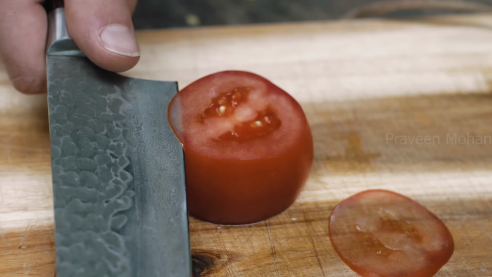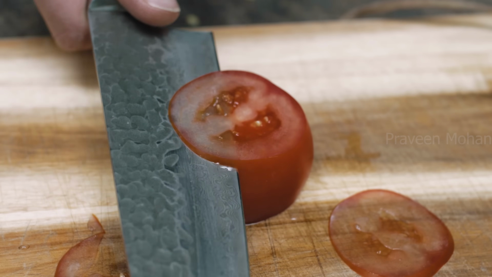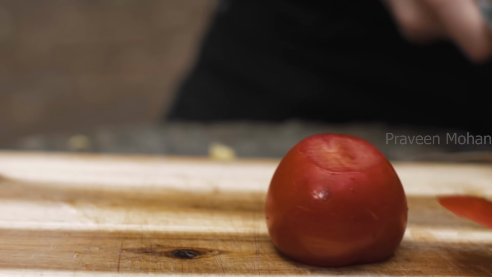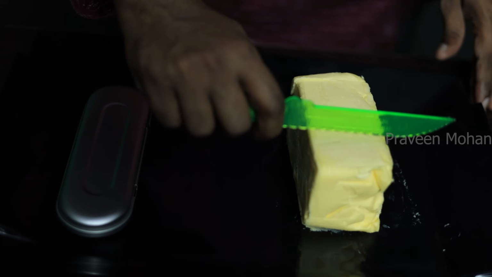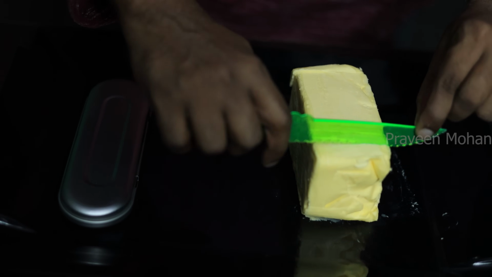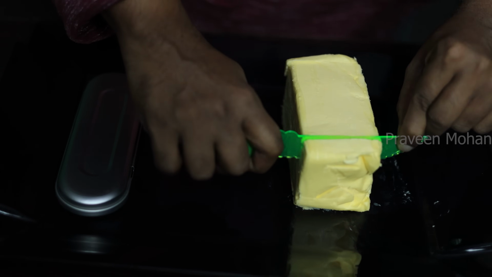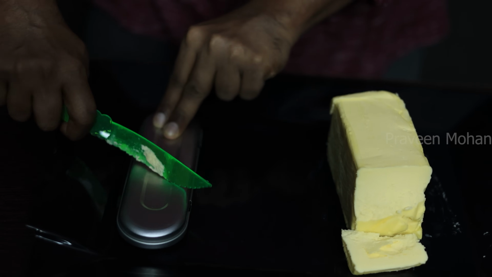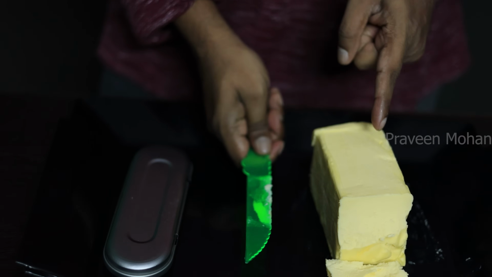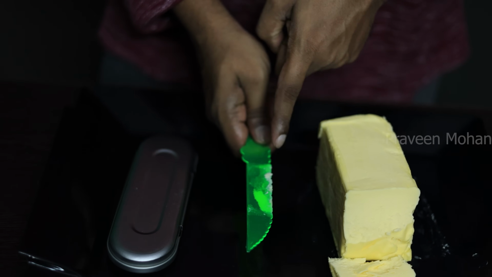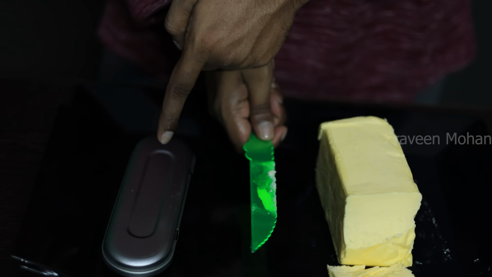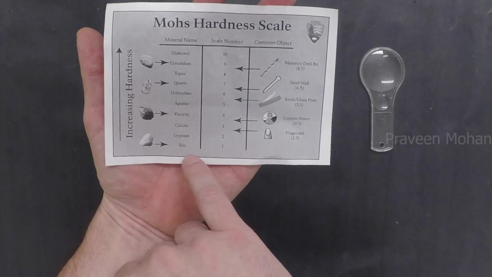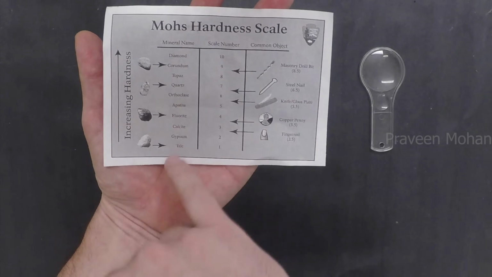Let me explain. To cut or carve anything, I have to use a tool harder than the object that needs to be cut. This should be easy to understand: why I'm able to cut butter with a plastic knife or fork, but I cannot cut metal with a plastic knife, simply because butter is less hard, plastic is harder, and metal is even harder. There's a scale called the Mohs hardness scale where materials are categorized according to their hardness.